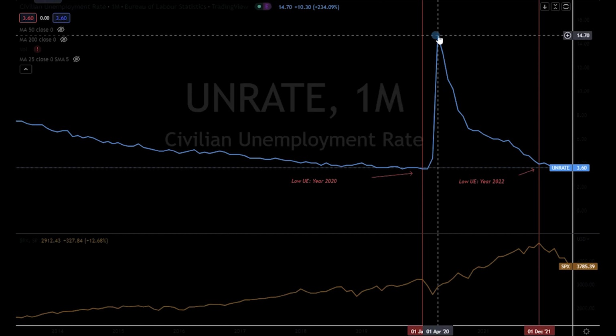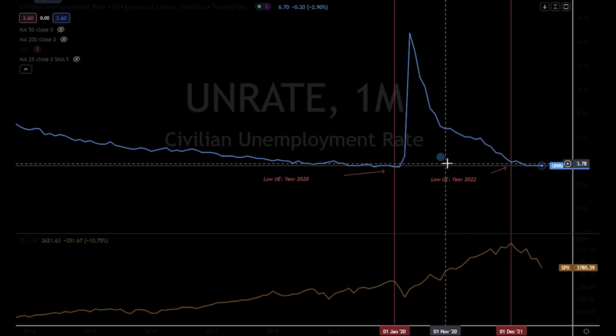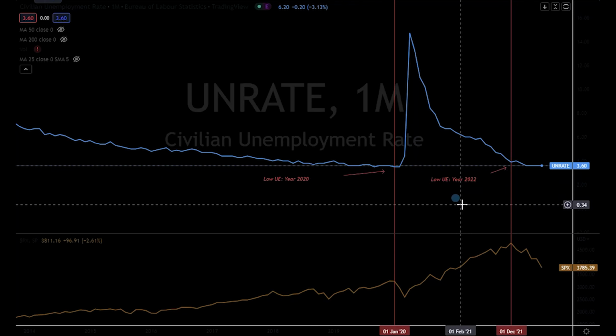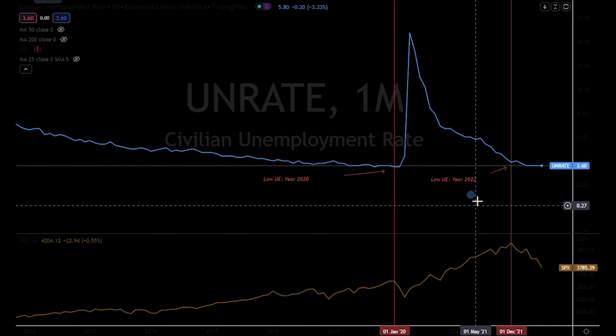But that was obviously all pivoted and erased because it was basically countered with excess liquidity being supplied through low interest rates and fiscal and monetary stimulus.